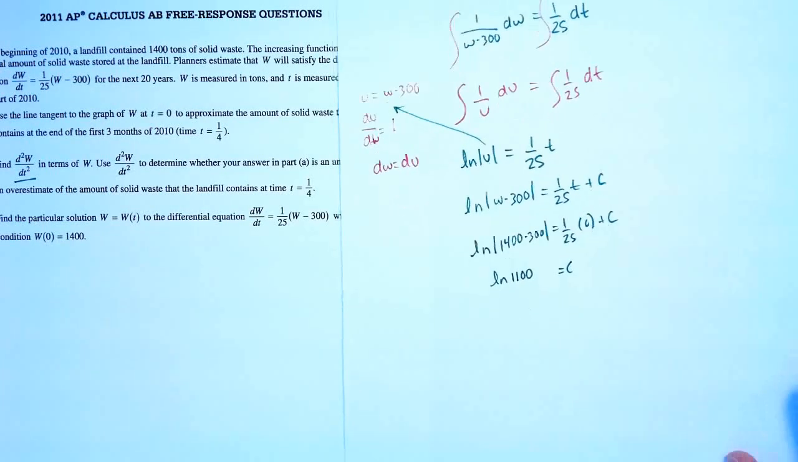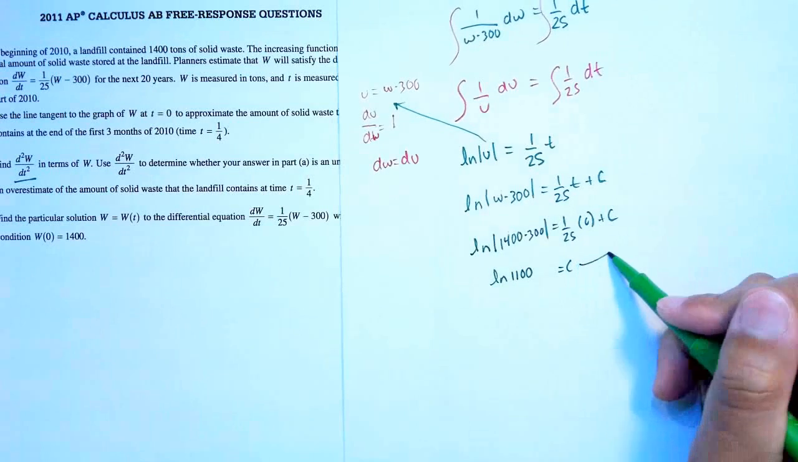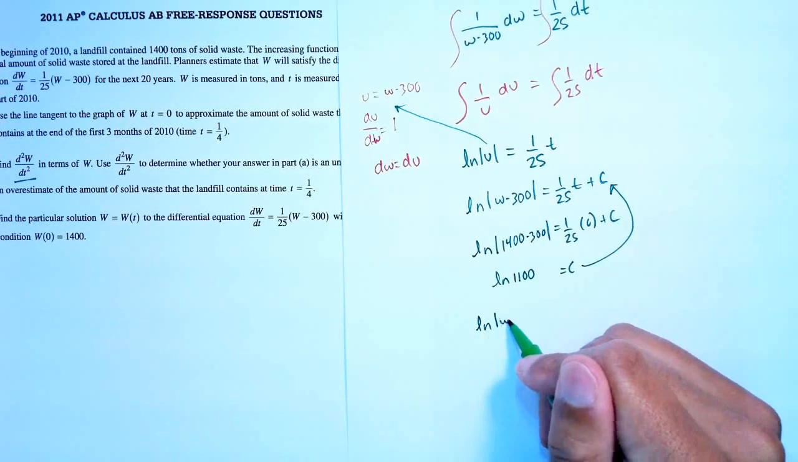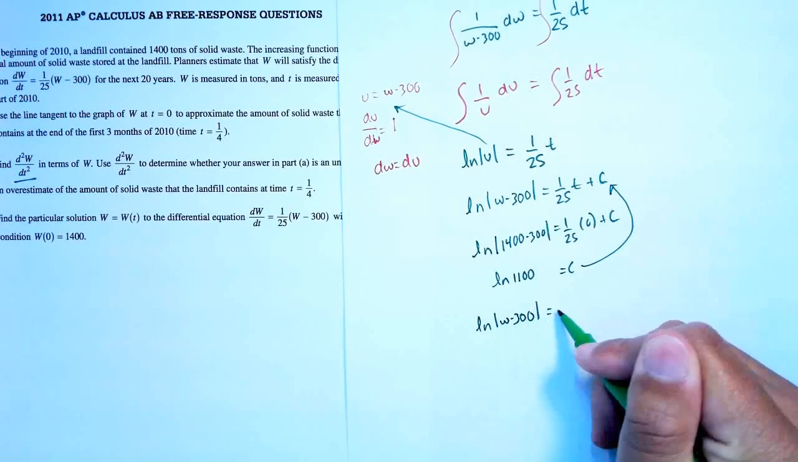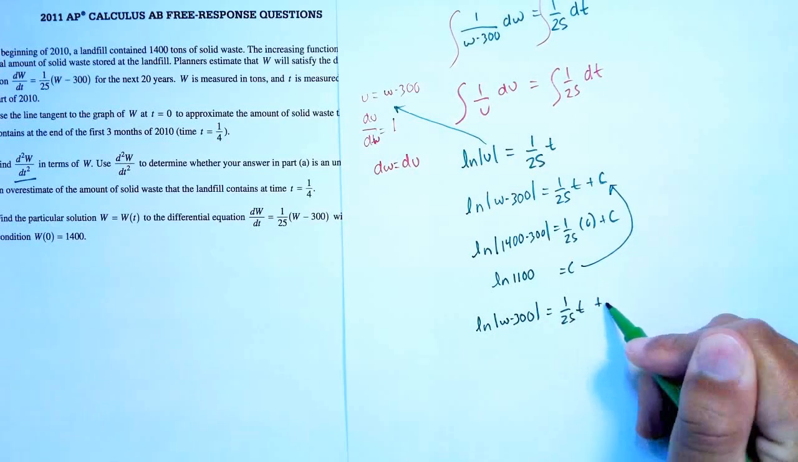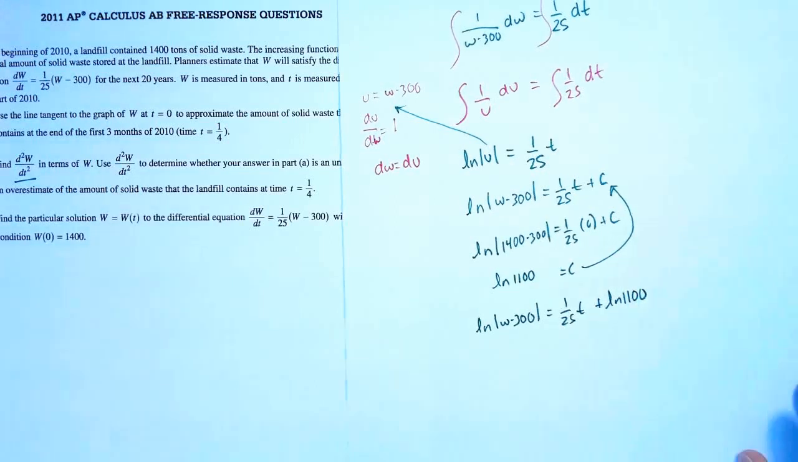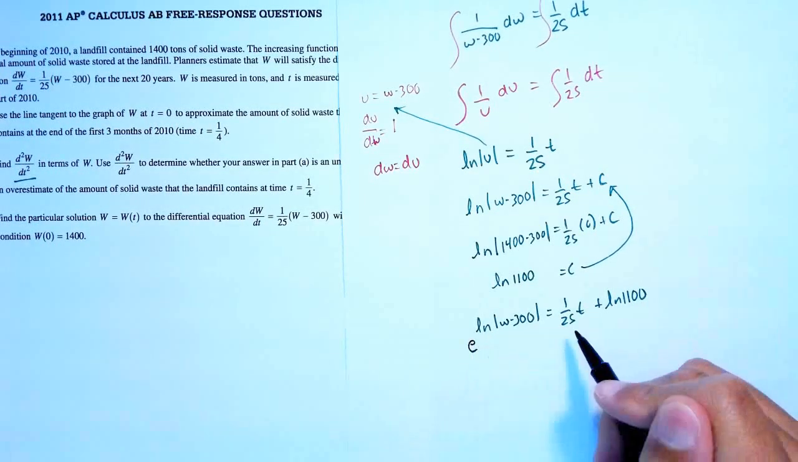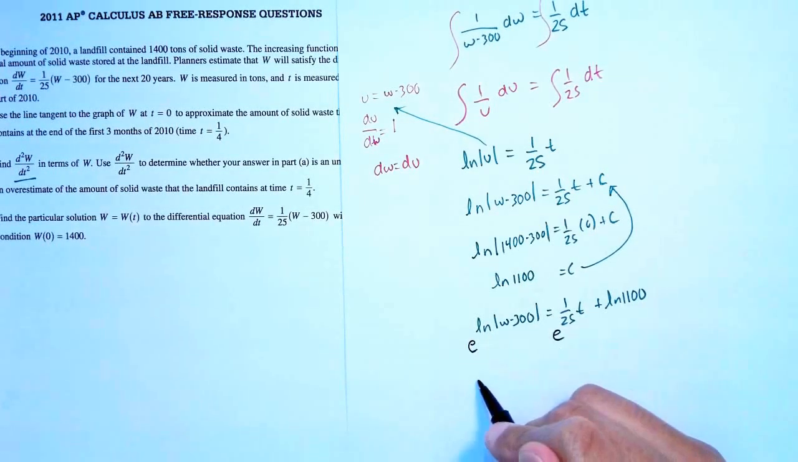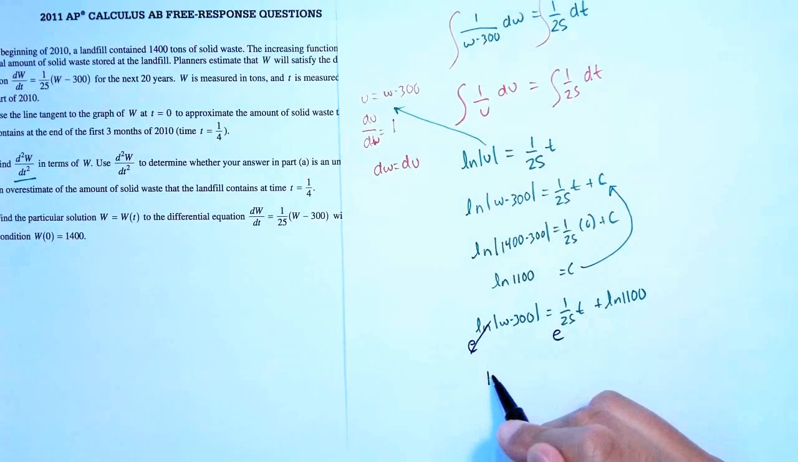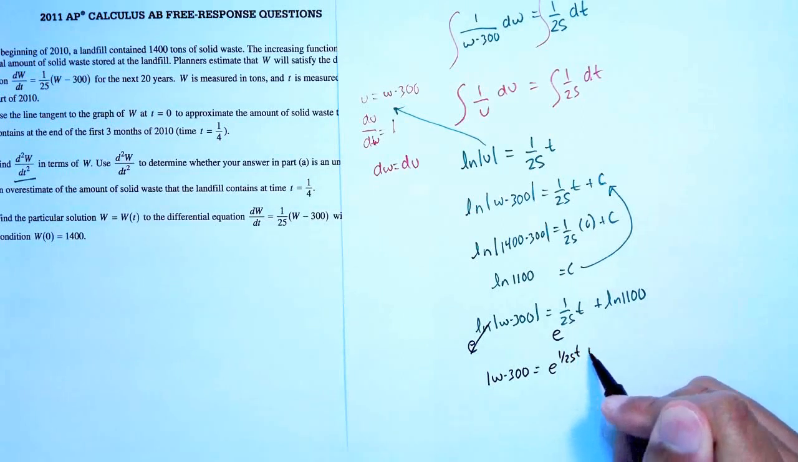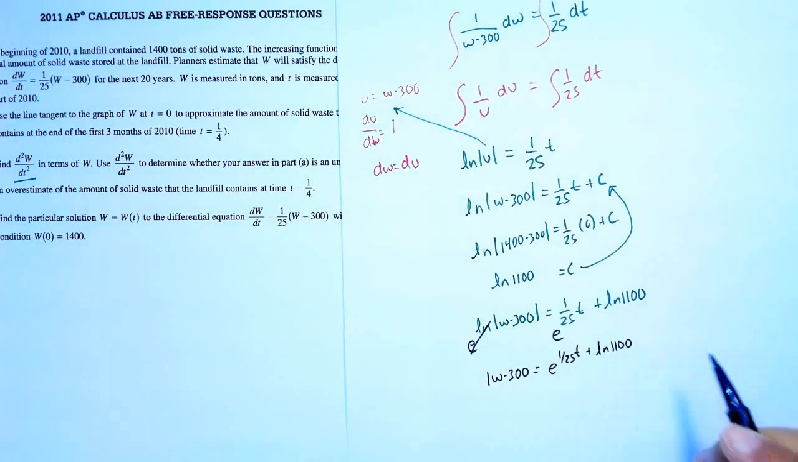So now I'm going to go, okay, well, I'm not done yet because they want you to solve this. So I'm going to take this c, I'm going to plug it back into my original equation. So now that's going to give me ln, absolute value of w minus 300, is equal to 1 over 25t plus ln 1100. And then your last thing is, let's go ahead and solve for w because they want you to get w by itself. So how do I solve for w? I need to raise e to both sides, and that's going to create this. This is going to cancel out, so I'm going to get absolute value of w minus 300 is equal to e to the 1 over 25t plus ln 1100.